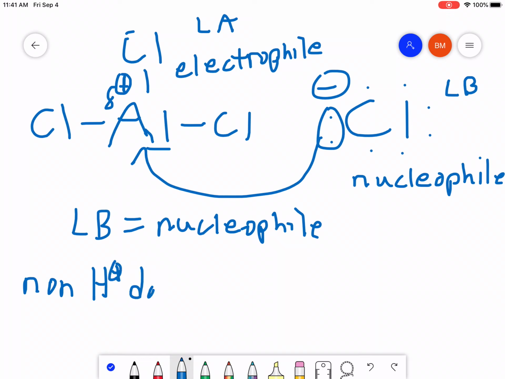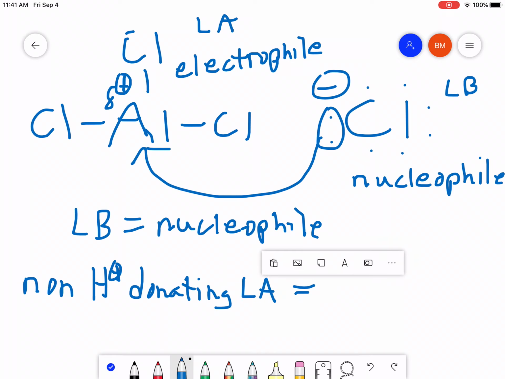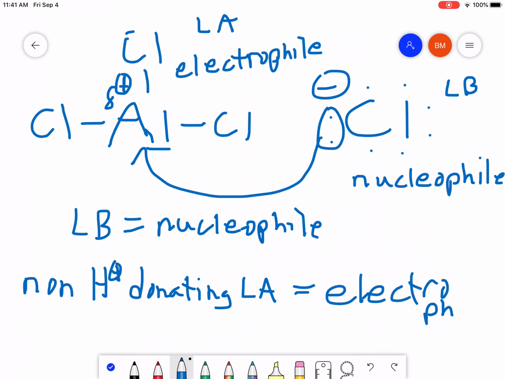Non-proton donating Lewis acids are also known as electrophiles. In other words, as long as your Lewis acid isn't also a Bronsted acid, then it can be classified as an electrophile, right? H plus, it's a Lewis acid, it's a Bronsted acid, but it's not classified as an electrophile. Why? I don't know. It's just a bookkeeping thing that somebody else came up with, but it's something we should remember.